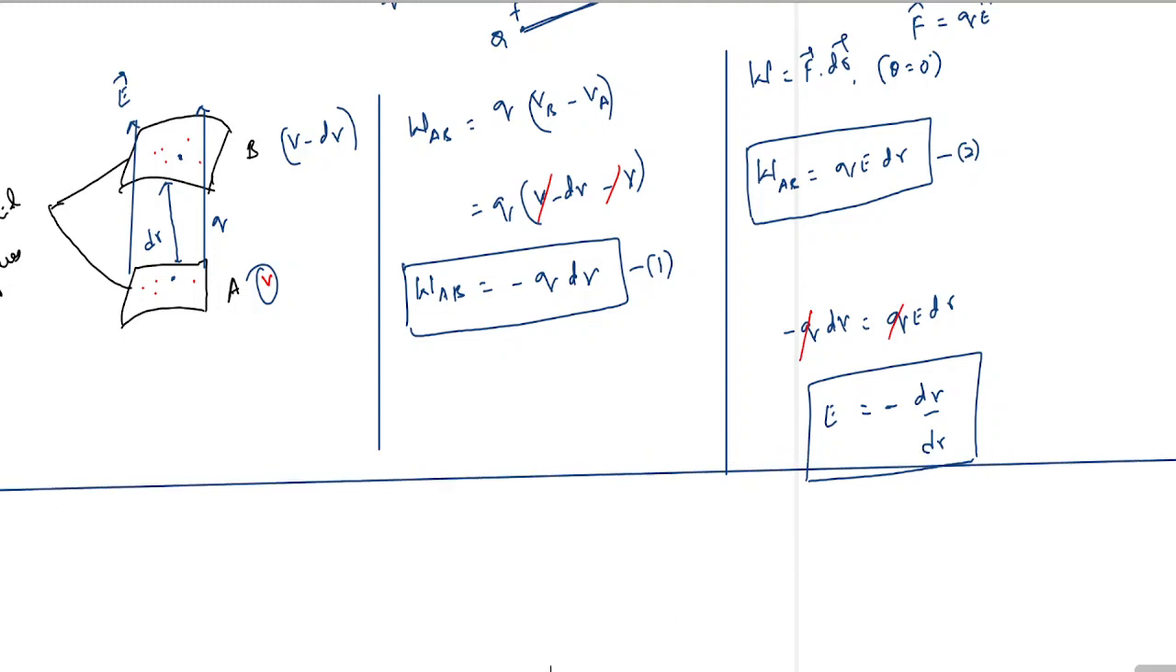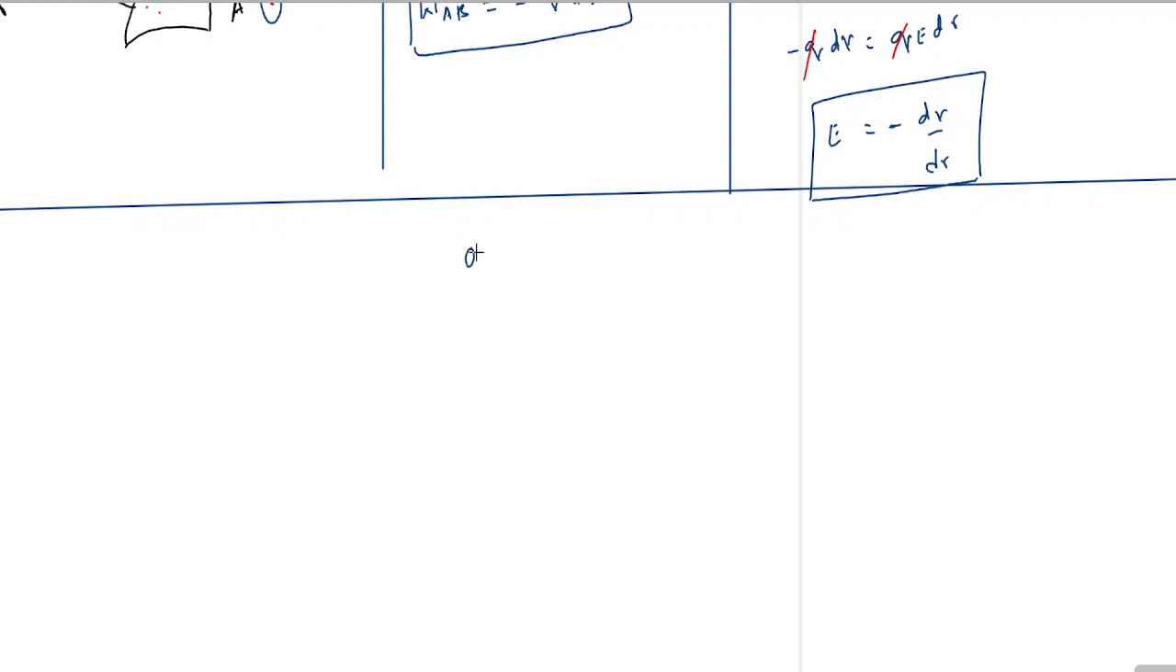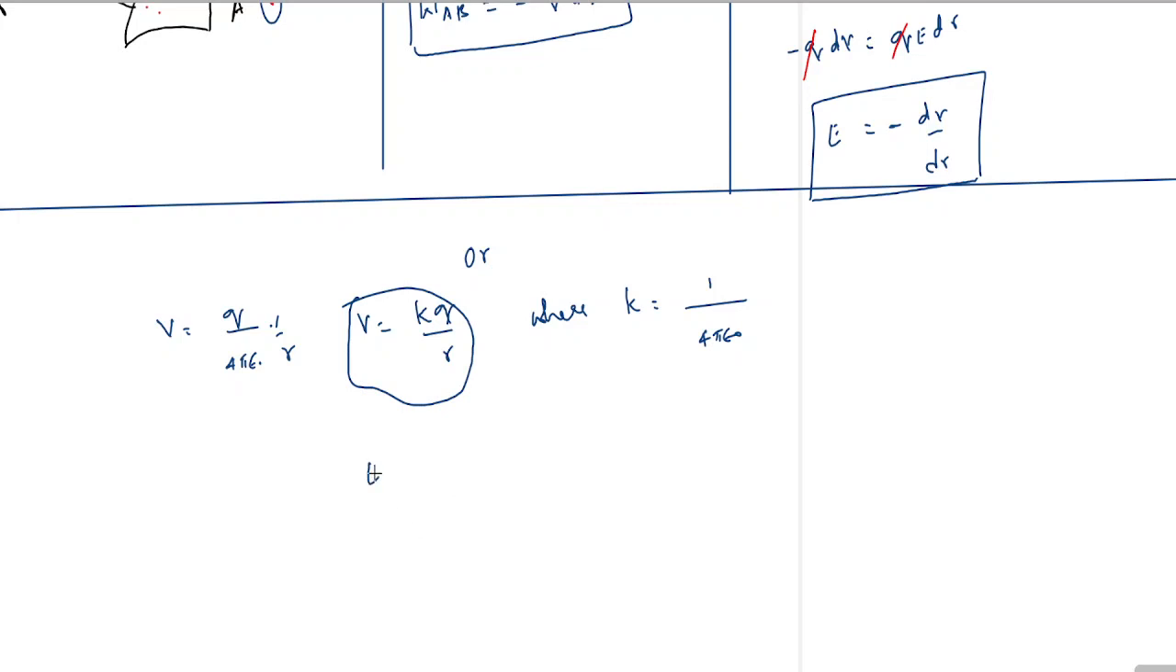Or alternatively, the other way is to recall the definitions of electric field and electric potential. Electric potential is given as Q by 4 pi epsilon naught into 1 by r, or we can write this simply as V is equal to KQ by r, where K is equal to 1 by 4 pi epsilon naught. This is what V is, and the electric field is given as KQ by r square for a single point charge Q.